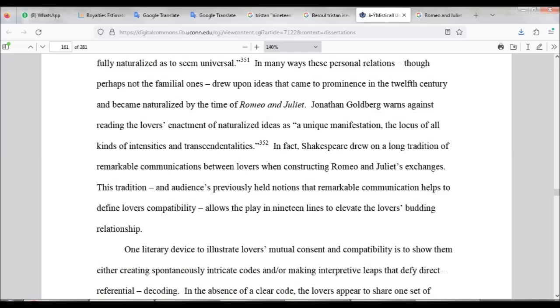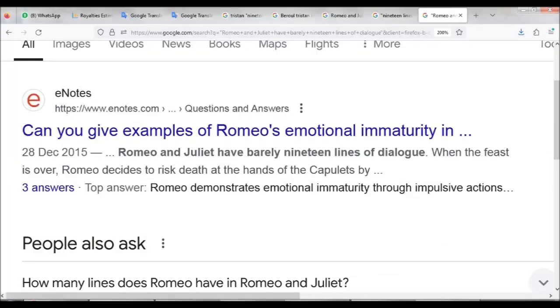Oh, so right there I see. Okay, Madam Shakespeare, 19. I'll say this in easy English. Shakespeare wrote down from a long tradition of so-called amazing communications of how lovers communicate. Basically he did the story of Romeo and Juliet. This is what one investigator is saying here. And this so-called ancient tradition, and audiences' previously held notions that these remarkable communications help to define lovers' compatibility, allows the play in 19 lines to elevate or show the lovers' relationship.